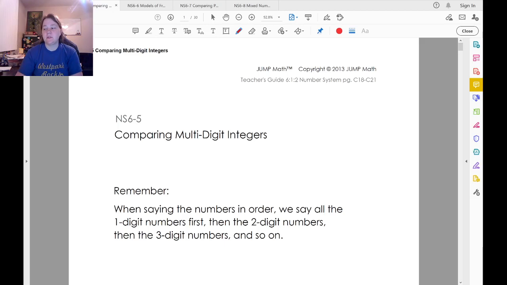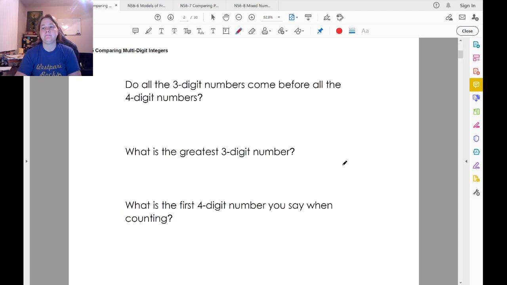This video is going to talk about comparing multi-digit integers. Remember, when we say numbers in order from smallest to largest, we say the one-digit numbers first, then two-digit numbers, then three-digit numbers, and so on. That's because the one-digit numbers only have enough digits to fit into the ones place. Two-digit numbers can only go up to the tens place. Three-digit numbers only go up to the hundreds place, and so on.